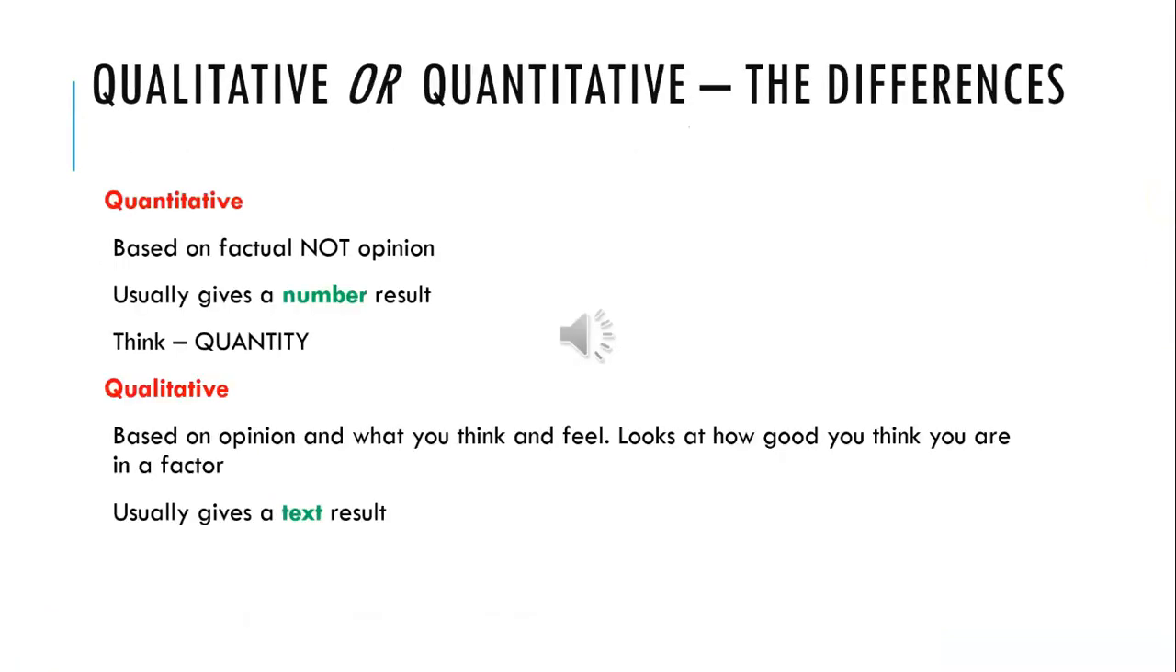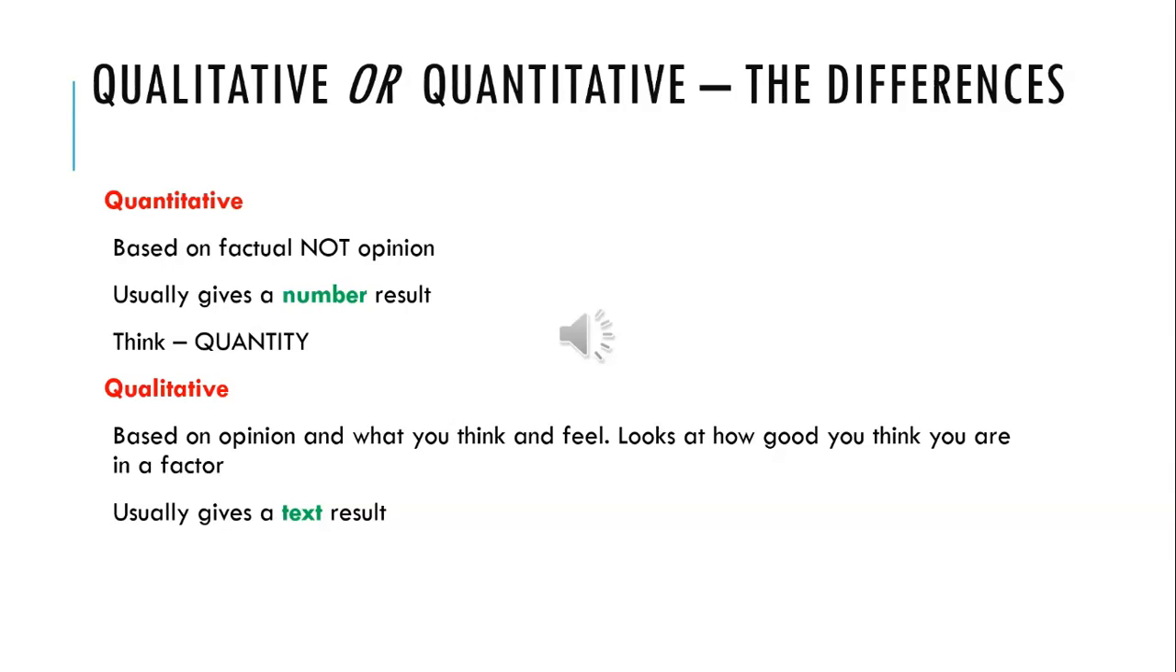So here is what should be in your basic descriptions for qualitative or quantitative data. The differences are quite clear. So for quantitative data, this is data that's based on factual things, not opinion. It usually gives a number result. You've got to think quantity. The quantity of something is the number of something.